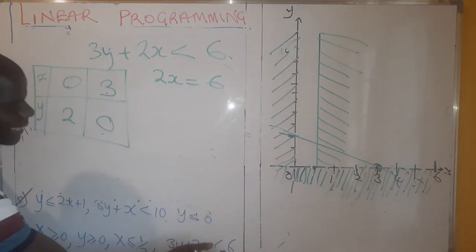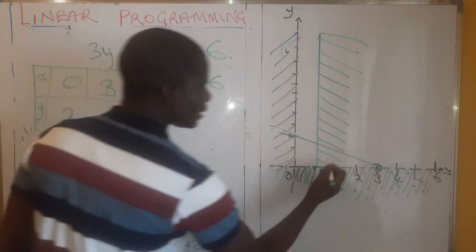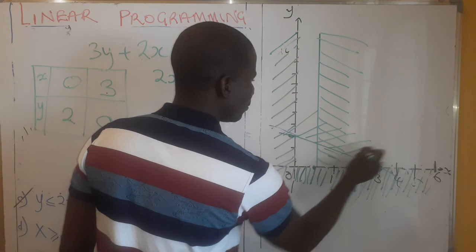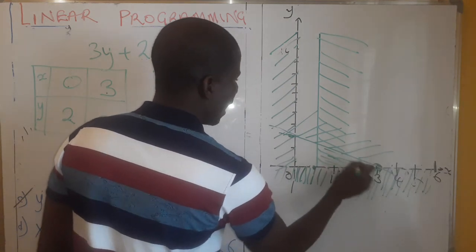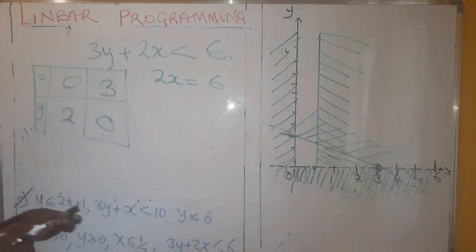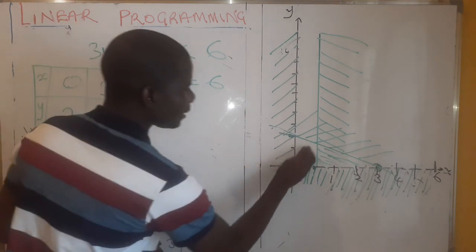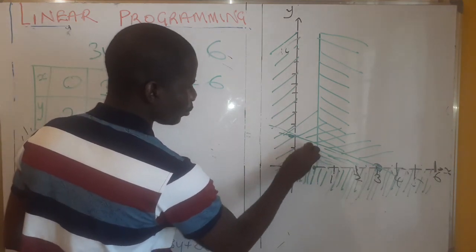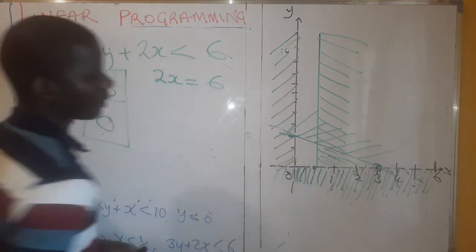Now look at this. We want the part, the less. Less is this part that is below. So we are supposed to shade the part that is greater here. We shade the part that is greater. And I'm sure you can clearly see the region that has remained here. That it is this part here. This is the part that gives us the solution.